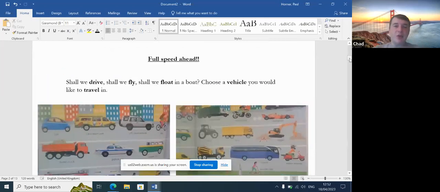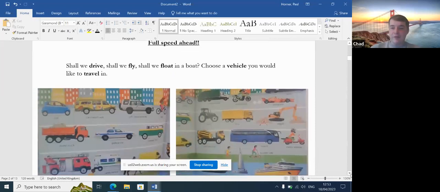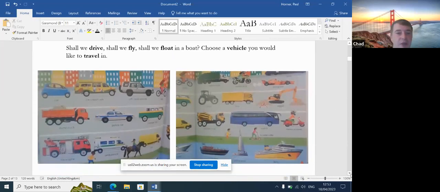Full speed ahead. So, shall we drive? Shall we fly? Shall we float in a boat? Choose a vehicle you would like to travel in. So, I'll call out some of the vehicles I can see here. There's a car, ice cream van. We've got a rubbish truck, concrete mixer, a digger, a racing car, motorbike, ferry, ambulance, camper van, police car, dump truck, fire engine, tractor. Okay, so tell me, choose a vehicle you would like to travel in.